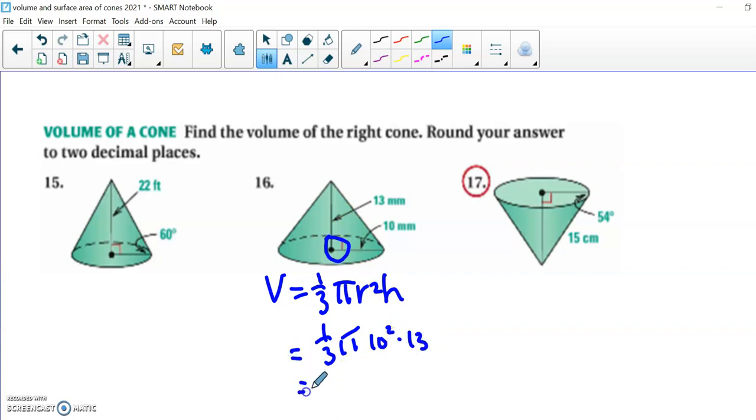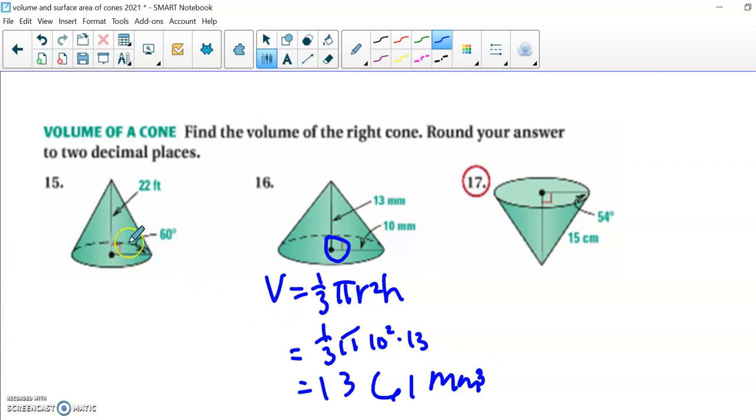I'm going to punch that in my calculator. What I like to do is get the answer and then divide by 3. So I'm going to say 10 squared times 13 times pi, and then I'm going to divide that by 3. It's a little less messy. You don't want to use 0.3. You're going to be off a little too far. And I'm getting 1361.35. So we're going to round to the nearest whole number. So we'll go 1361, and that's going to be cubic millimeters.